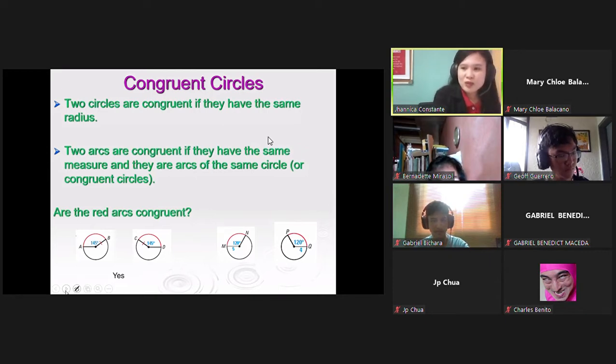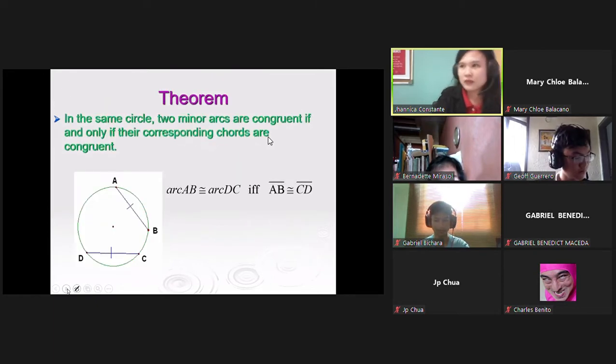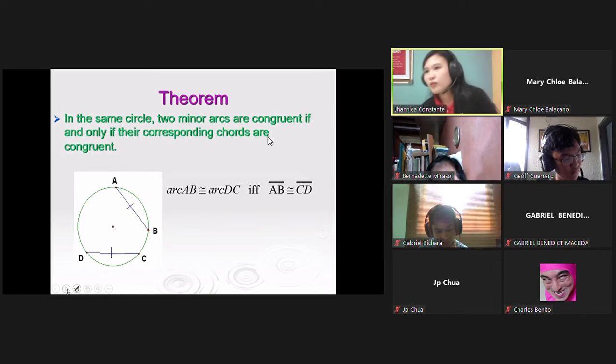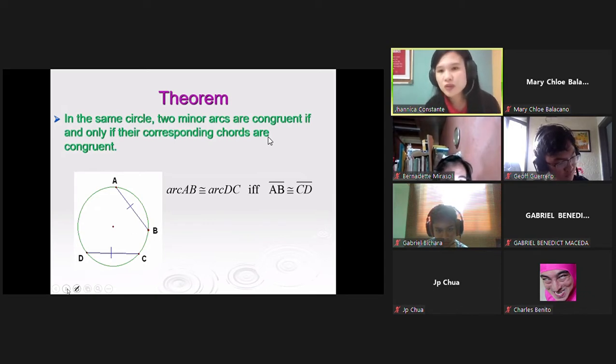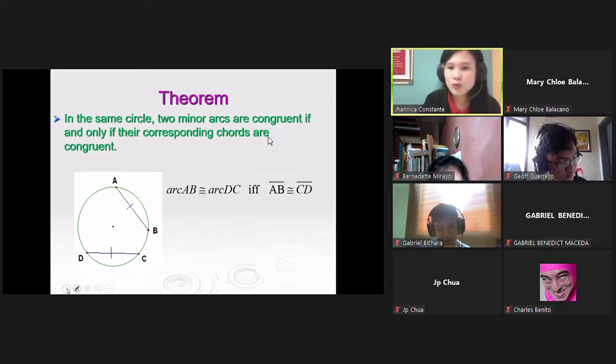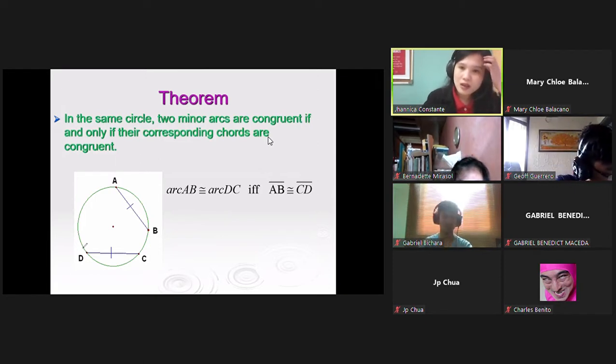So the first theorem that we have in our congruent circle is: in the same circle, two minor arcs are congruent if and only if their corresponding chords are congruent. So we can say that the two circles are congruent based on the chords. If the two chords that you have in the circle are congruent, as you can see here on the screen, chord AB and chord DC are congruent.